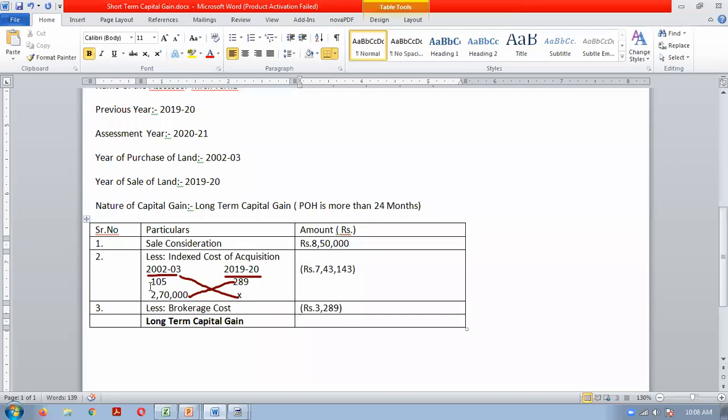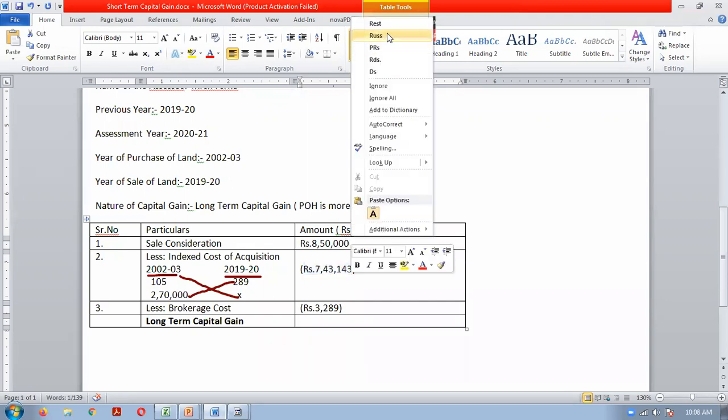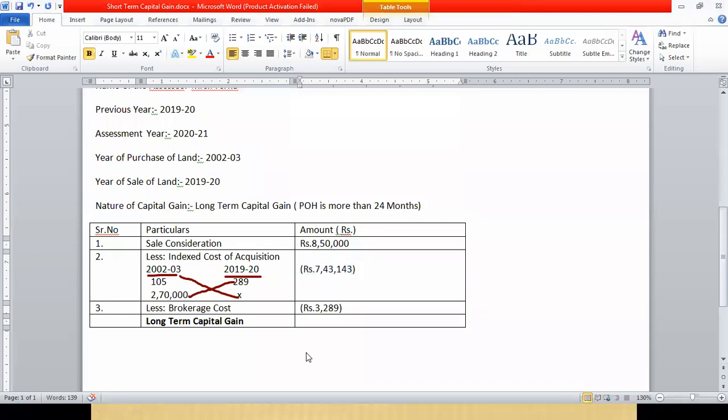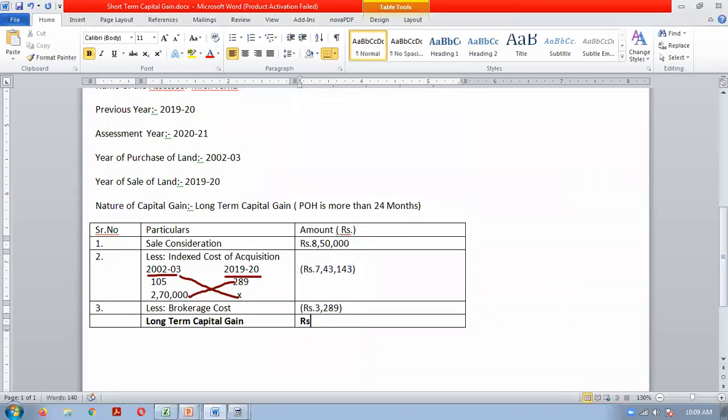Okay, understood. See, the item which you could purchase in 2002-3 for 105 is costing 289. So obviously this 2,70,000 would have increased. It has increased to 7,43,000 approximately. So we will compare this indexed cost with the consideration, and we'll get the long-term capital gain. So long-term capital gain is 1,03,568. Okay, good. 1,03,568. Understood.